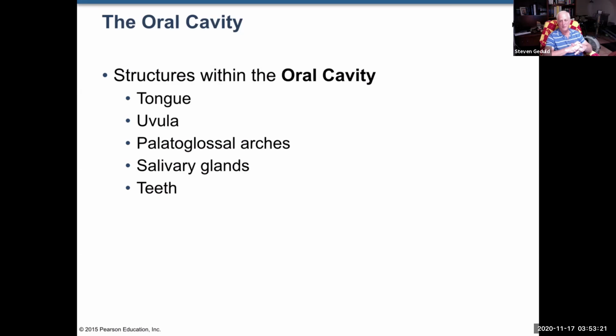It starts within the oral cavity. You have the tongue, you have the uvula, the palatoglossal arches, salivary glands, and the teeth.